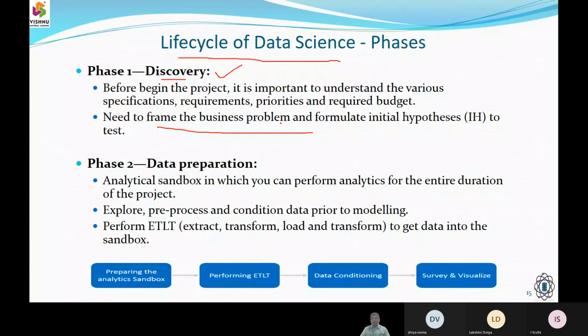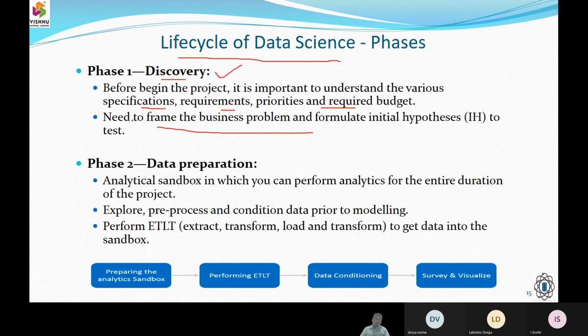In this discovery stage, the most important thing is that we work like a project there. We gather requirements, we gather specifications, then we generate the budget. In this way, we work with each and every phase. This was the foremost understanding we have in phase one.